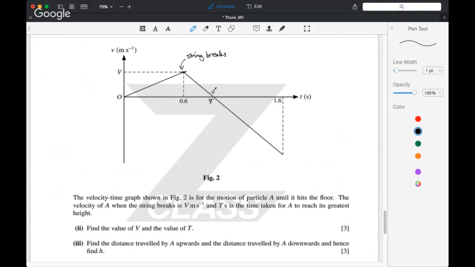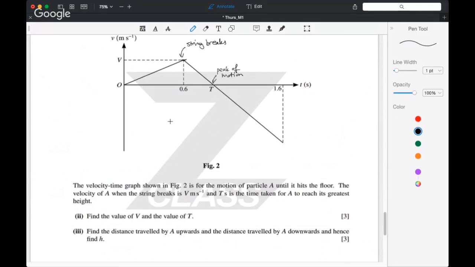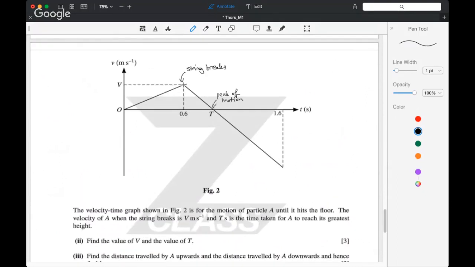So it's only over here that it reaches the top of its trajectory. It's only here that the velocity decreases to 0 and then starts increasing downwards. And so you have this motion downwards. So this is actually the highest it will be, at this time t. So let's look at those times. We need to find the value of the velocity at the time the string breaks and when the motion is at its peak.